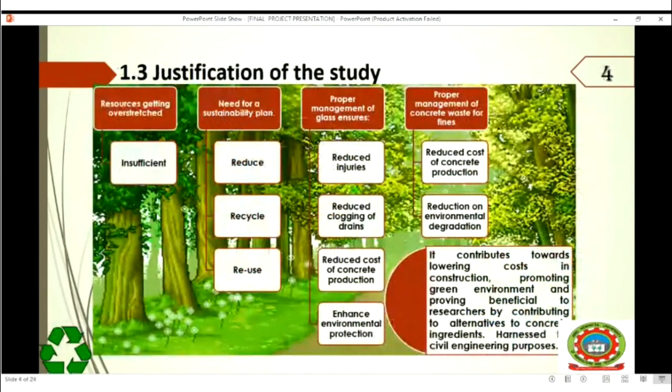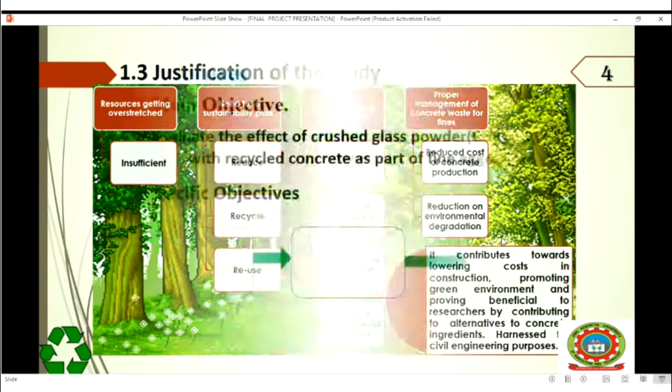On to justification: resources are getting overstretched and becoming insufficient. Therefore, we need to come up with a plan. We pegged our research on the reduce, recycle, and reuse method of environmental sustainability. It also occurred that proper management of glass ensures reduced injuries, reduced clogging of drainage, reduced concrete production, and enhanced environmental protection. It contributes towards lowering the cost of construction, promoting a green environment, and benefiting researchers by contributing alternatives to concrete, harnessed for civil engineering purposes.